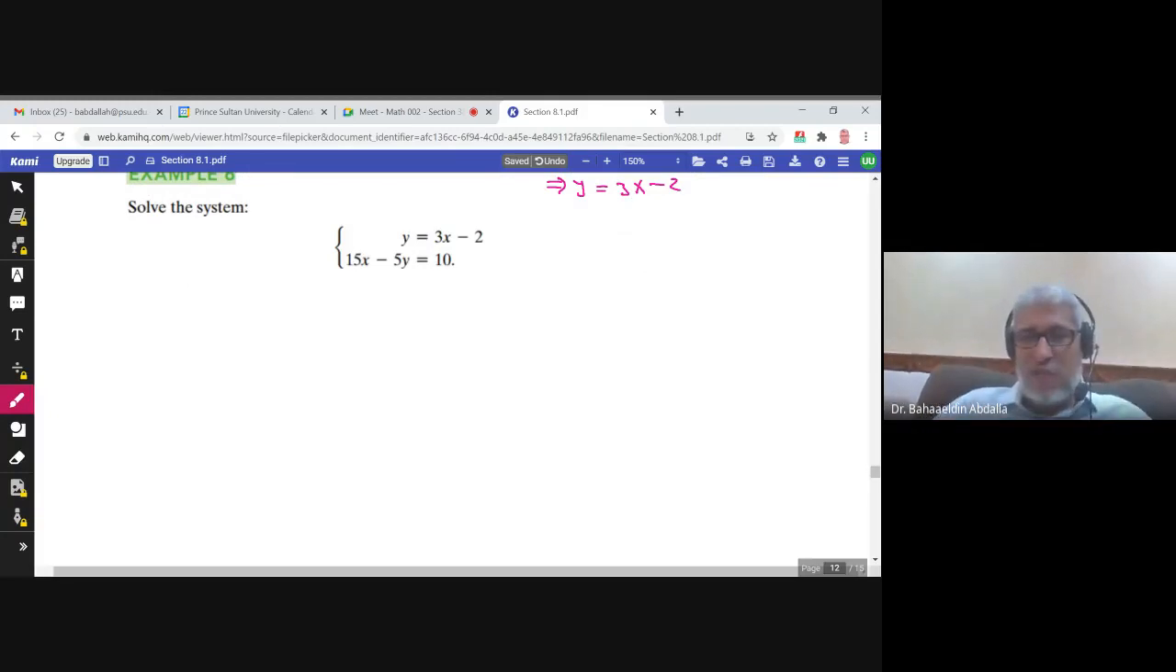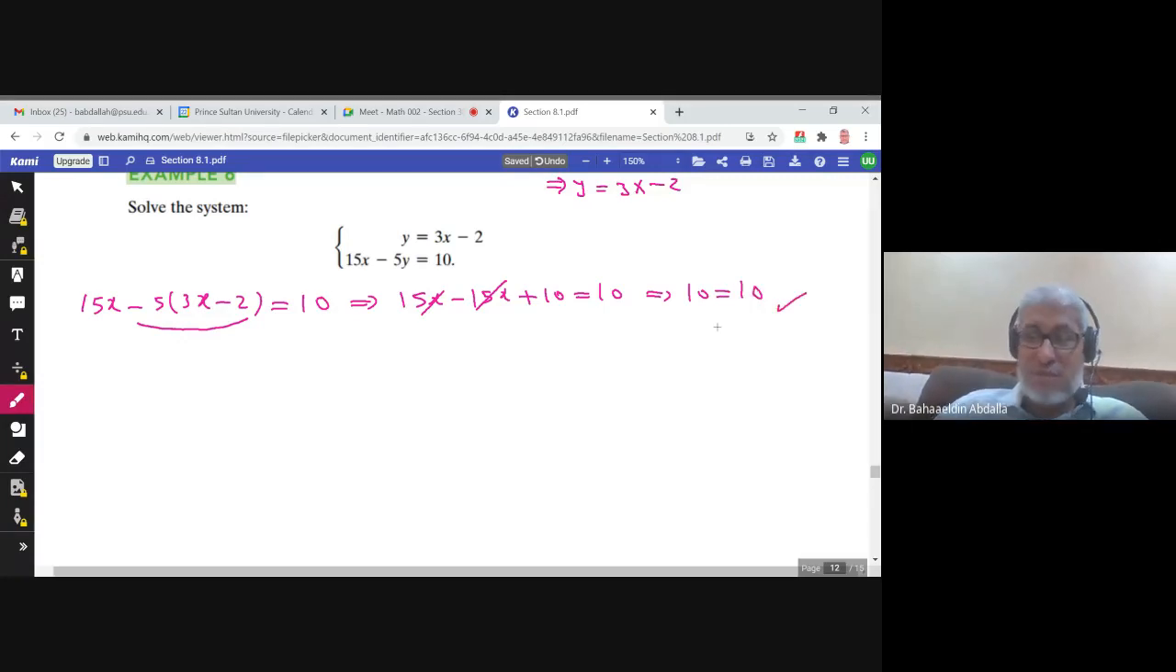If you want to solve the system, you can use substitution or elimination. Since the first equation is solved for y, I will solve this system by substitution. So I will write 15x minus 5, replacing y in the second equation with the value of y from the first equation, equals 10. Now I have one equation in one variable. 15x minus 5 times 3, this is negative 15x, minus times minus, you will have plus 10 equals 10. 15x minus 15x is 0, and you have 10 equals 10. This is a true statement, always true. No x remains.